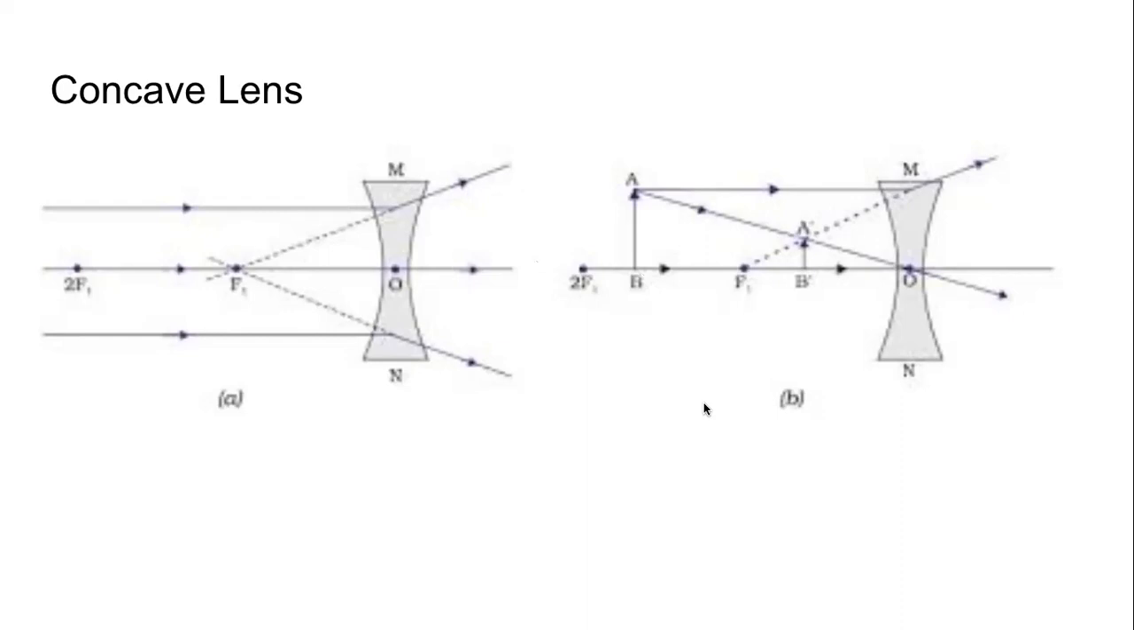Here also we are using rule number 1 and rule number 3. And very clearly, the image is formed between f and O, that is principal focus and optical center. Once again, it is a virtual image. Once again, it is an erect image. Once again, it is a diminished image, but it is not a point image. So the only difference between case 1 and case 2 is it's not a point image. It's a diminished image. Everything else remains the same. Virtual, same side, erect.